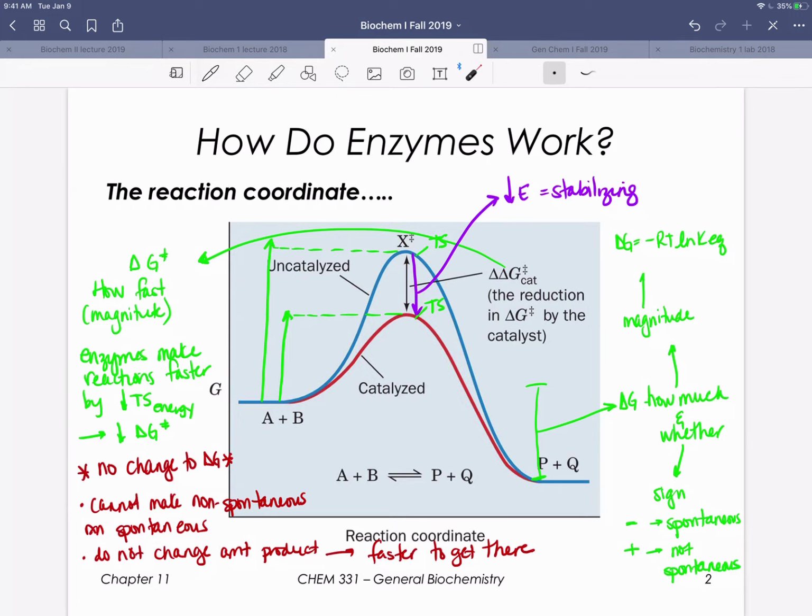So a big thing to remember here is that enzymes do not affect delta G. We don't take a non-spontaneous reaction and make it spontaneous, and we do not change the amount of product. So we don't change the whether, and we don't change the how much. We just make it quicker to get to that same distribution of product.